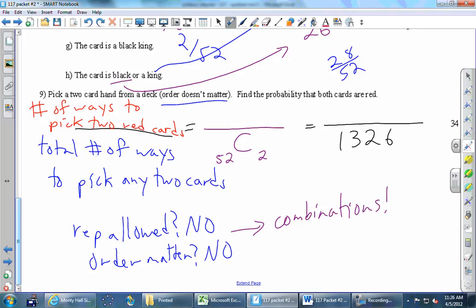Could be 7 of hearts, 6 of diamonds, Jack of diamonds, Queen of hearts. There's lots of them. There's not as many as we had before, but there's still a lot. Let's ask our 2 questions. Is repetition allowed? You're going to pick the same card twice? Still no. Does the order matter? Still no. What do we use? Still combinations.